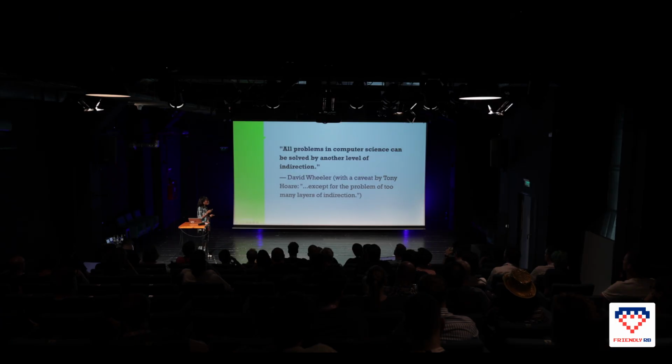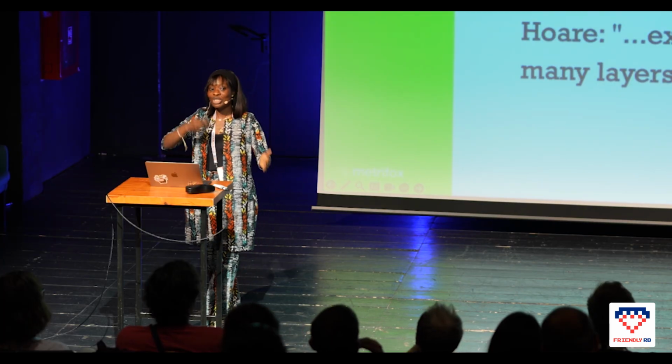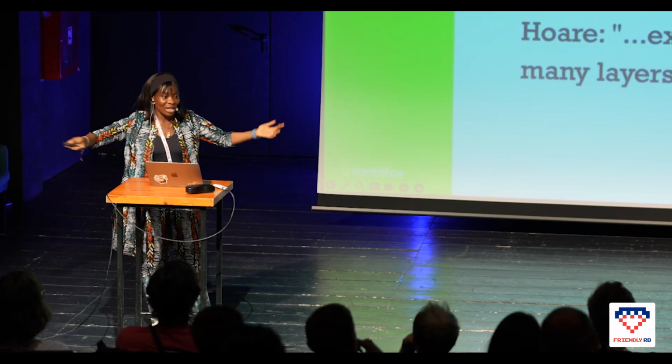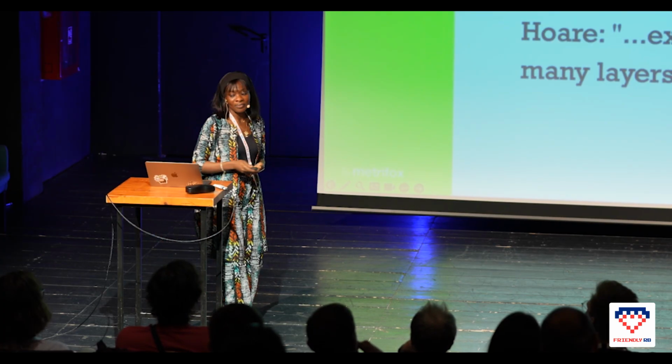David Wheeler said, all problems in computer science can be solved by just another level of indirection. And then someone added a caveat, and he says, except for the problem of too many layers of indirection. So we have classes that have just been created to forward stuff somewhere, and you just get lost, and you don't know how you even got there in the first place.